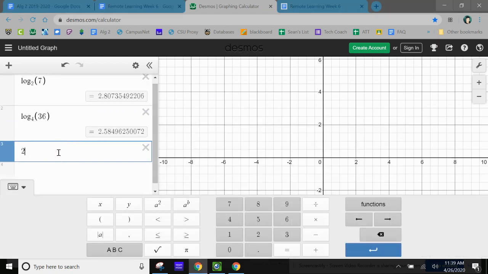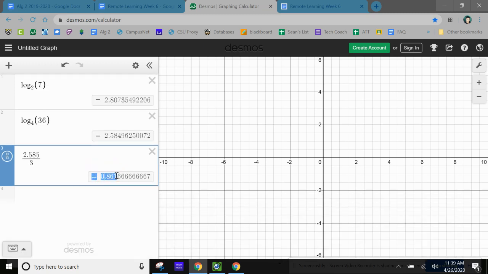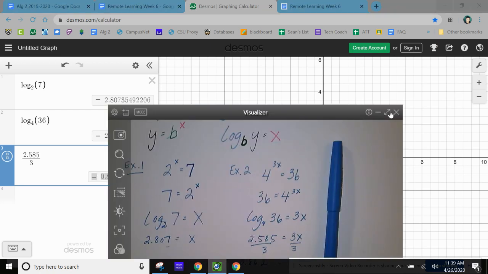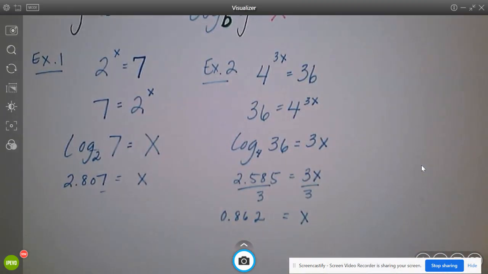And I can divide 2.585 by 3. Still rounding to the thousandths, that's 3 decimal places. The fourth one is 5 or above, so that 1 is going to round up. So my answer is 0.862. A lot of these answers are going to be decimals. That's totally fine. Don't let that discourage you. Don't think that's wrong. It's not wrong. Okay, that was example 2.